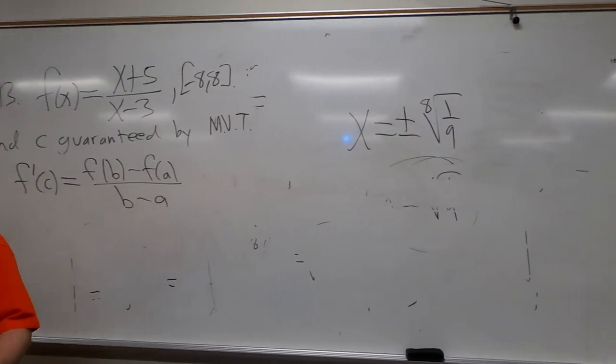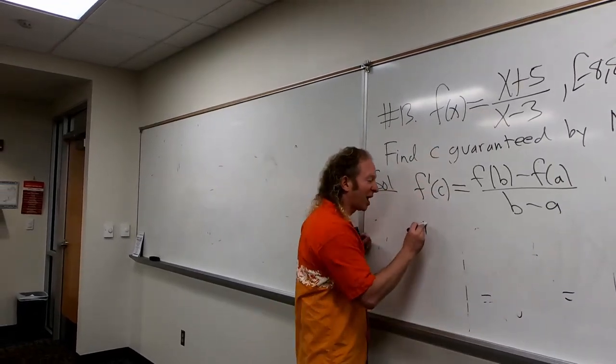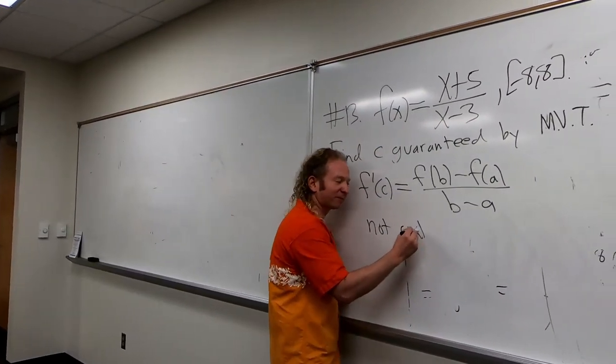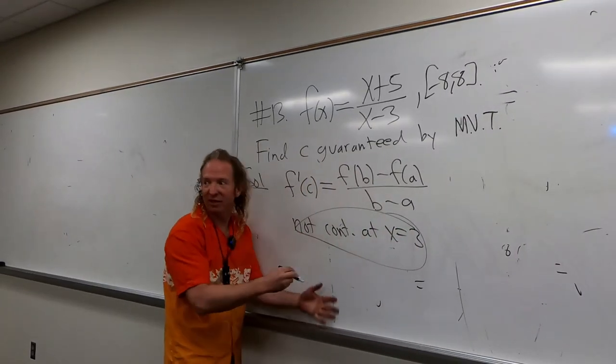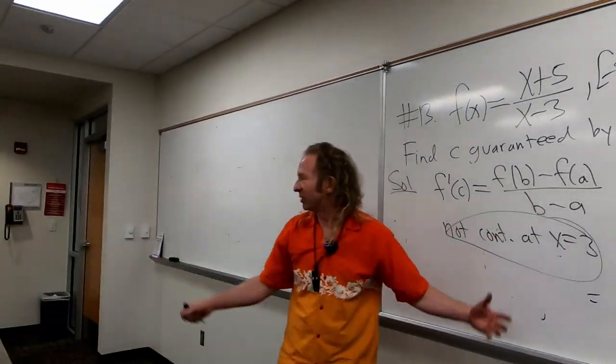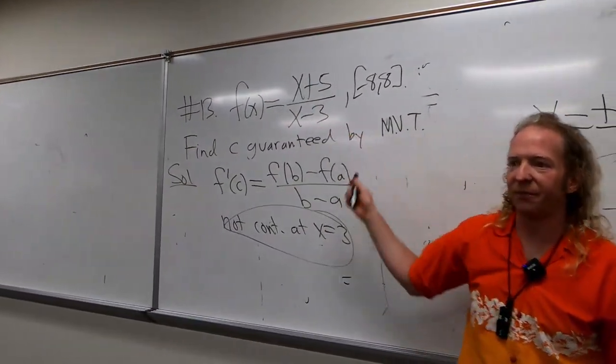Well, I almost lost a point there. So you can't plug in 3, right? Can't plug in 3, because you get division by 0. So not continuous at x equals 3. So no MVT, can't use it. Right, because if you plug in 3, it doesn't work.